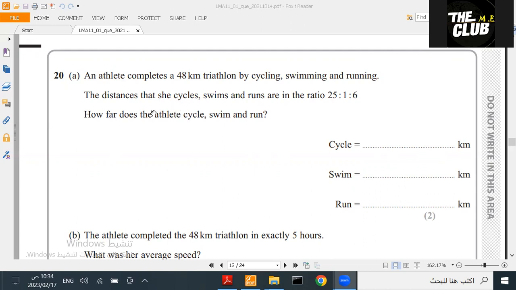أنا عندي the whole distance اللي هي 48 kilometers وعندي ratio. So what do I do first? I add the ratios together. تمام؟ Add the ratios. Well, I'll add the ratios together. It will give me what?